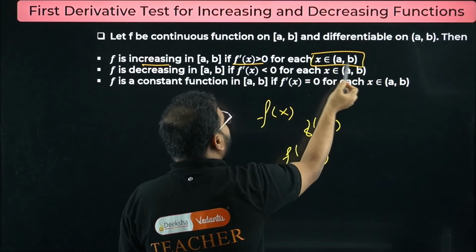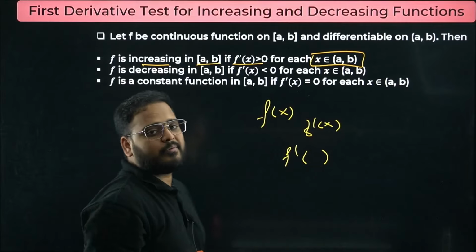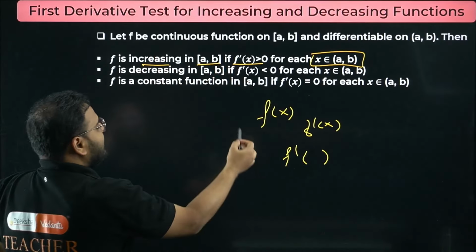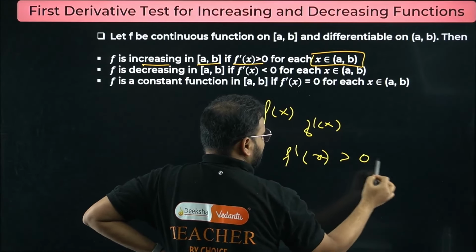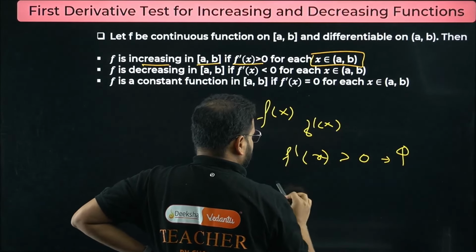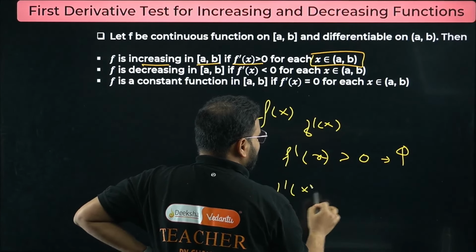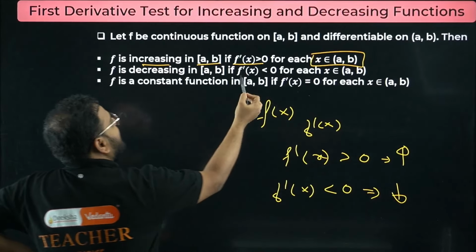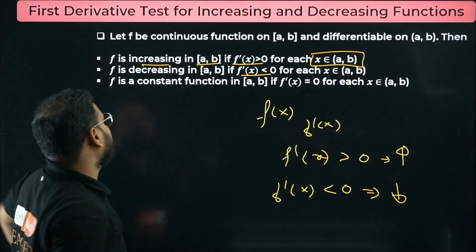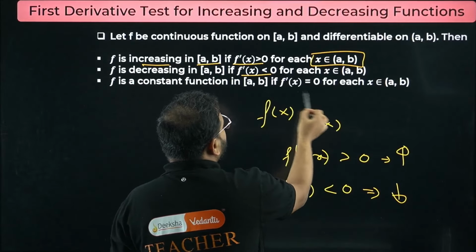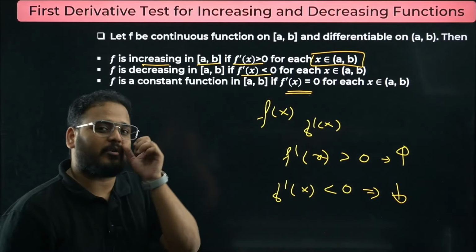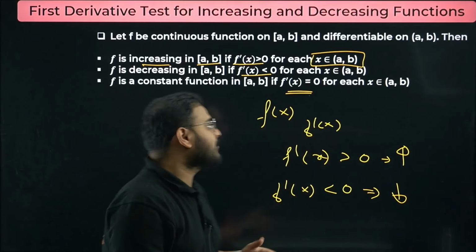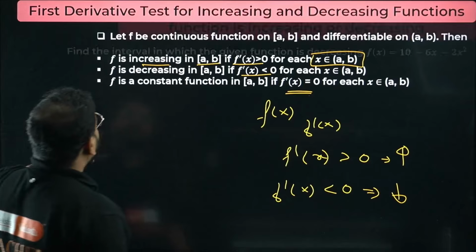x belongs to the interval a comma b. When you get that, you say that the function is increasing in that interval. Same way, if the derivative is less than 0, you get the function to be decreasing in nature. For constant, it means you'll have the derivative equal to 0. You have to find the critical point from there, to check the values. Don't worry, we'll show you over here.